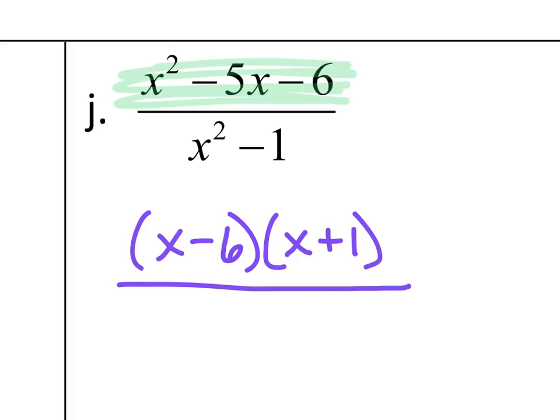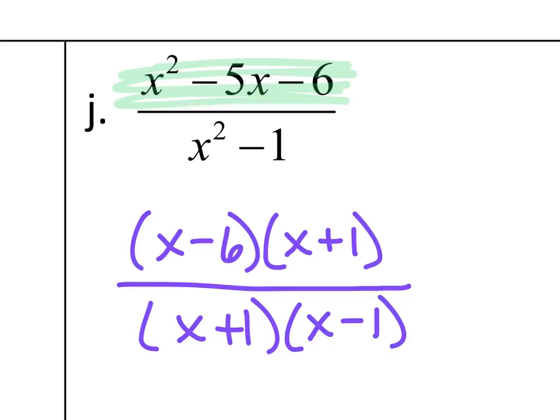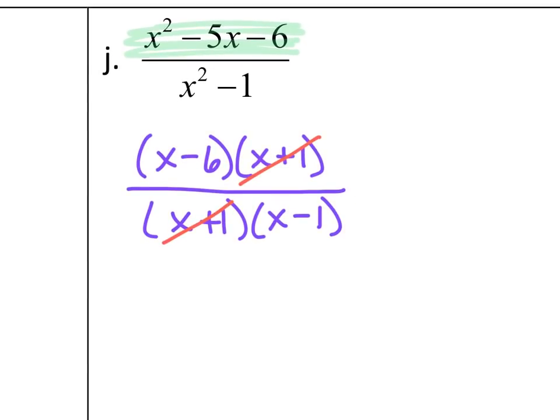When I factor the denominator x squared minus 1, I get x plus 1 and x minus 1. And again, I can cancel from the numerator to the denominator. And so my final answer for this problem is going to be x minus 6 over x minus 1.